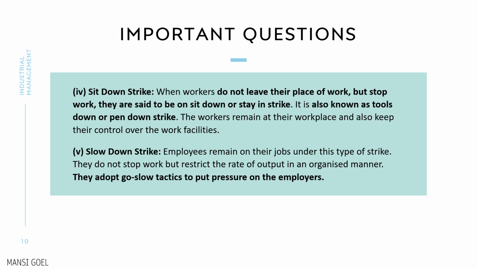Slow-down strike. Employees remain on their jobs under this type of strike. They do not stop work but restrict the rate of output in an organized manner. They adopt go-slow tactics to put pressure on the employers.